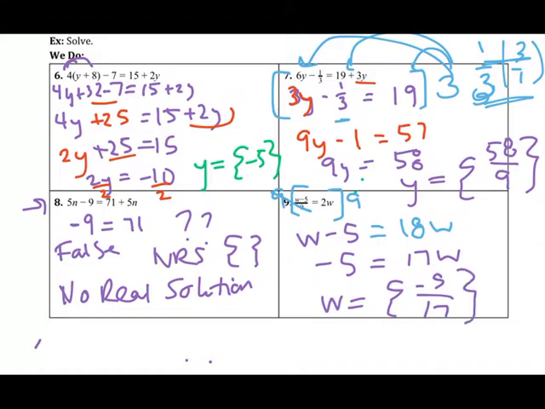Look, I just used the symmetric property. I flipped my W. Again, it's okay to have a fraction as your answer. It's okay that it's not a pretty fraction. Doesn't make it wrong.